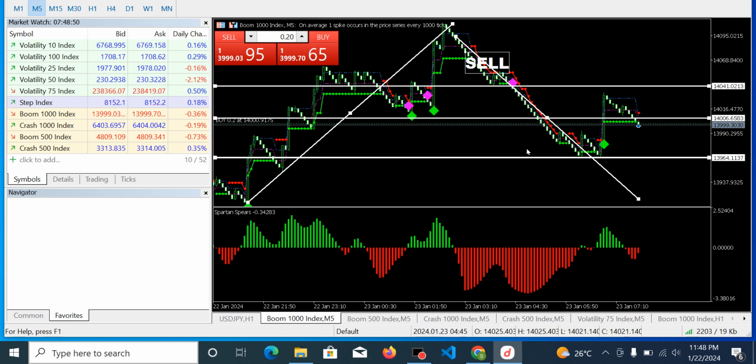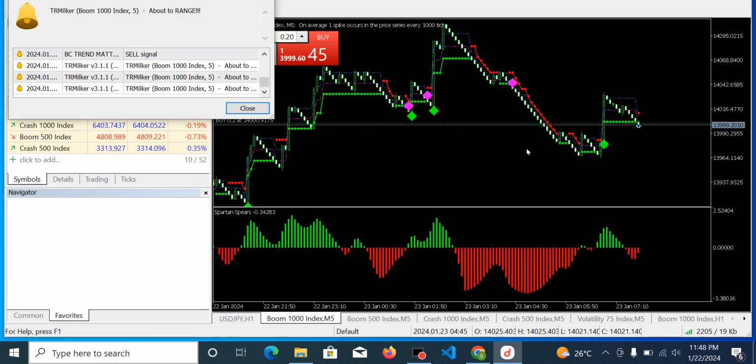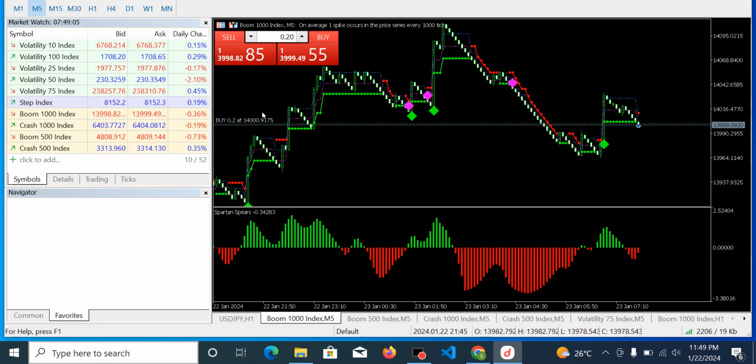So you will always be in profit all the time, either you are buying or you are selling, most especially if you are trading an asset that is not giving us sudden reactions like boom and crash. For instance, if you are trading currency pairs, gold, or probably volatilities, you will even enjoy the trading indicator more. But you can also use it to trade boom and crash. Personally, I've been using it to trade boom and crash and make a lot of profit with it.